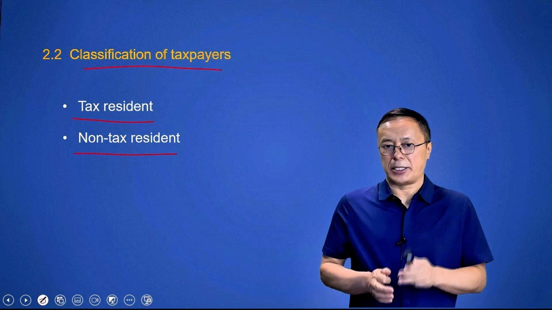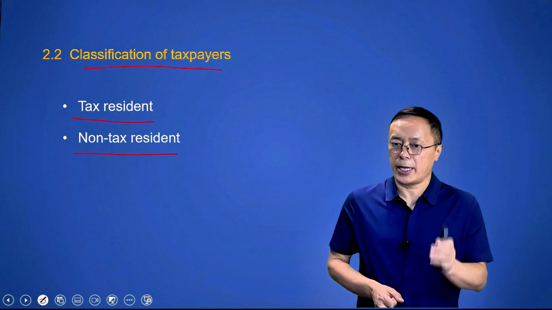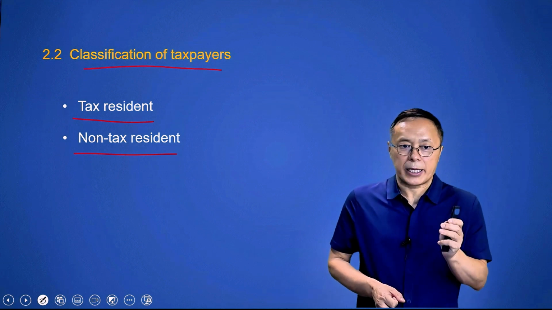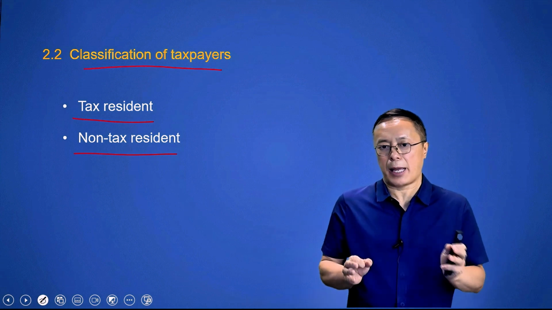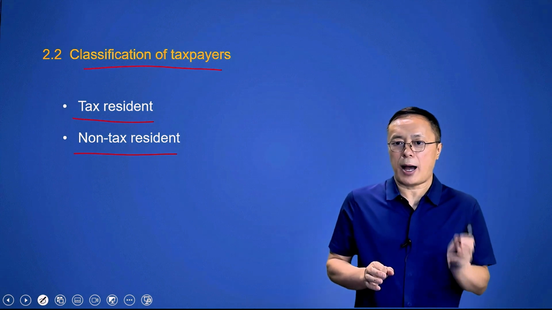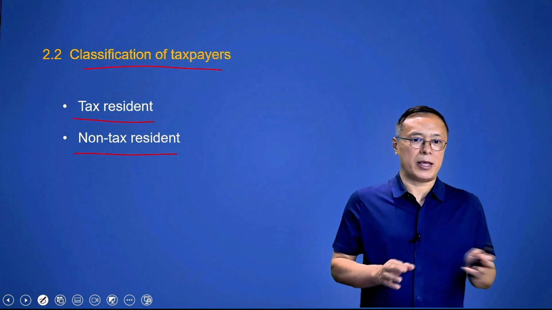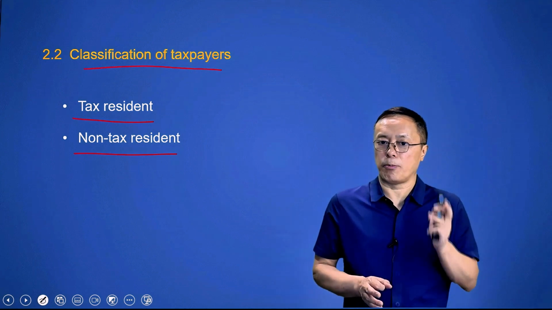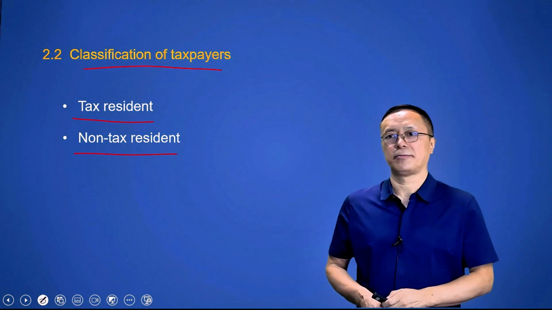Generally, a China tax resident is liable to individual income tax on his or her worldwide income, while a China non-tax resident is liable to IIT only on his or her income sourced from China. This principle is applicable to both IIT and enterprise income tax.